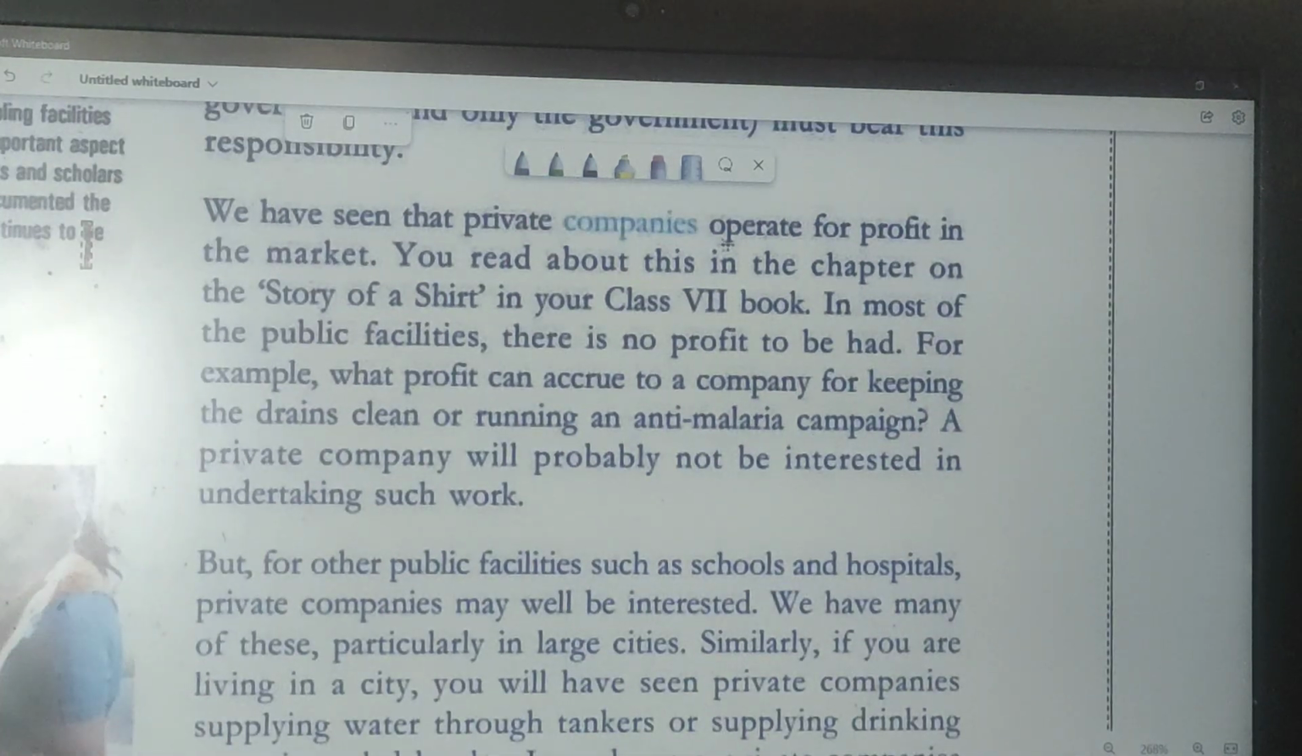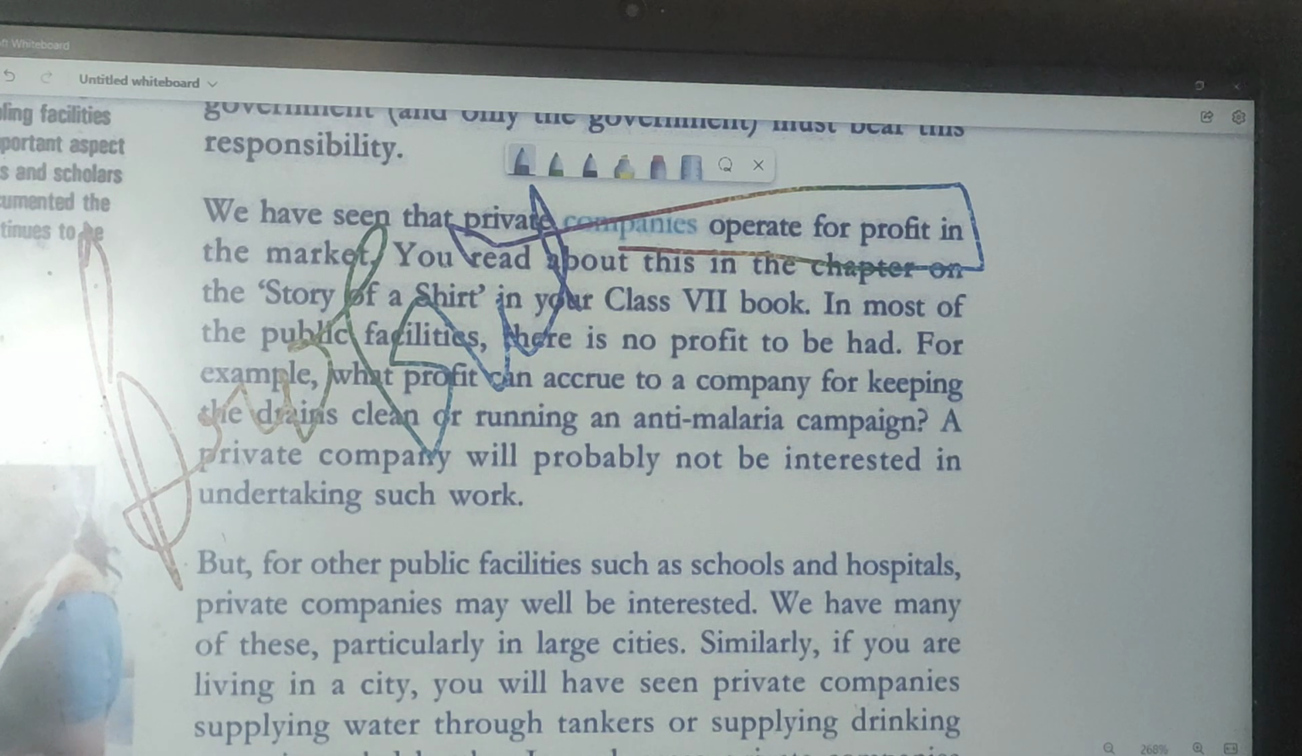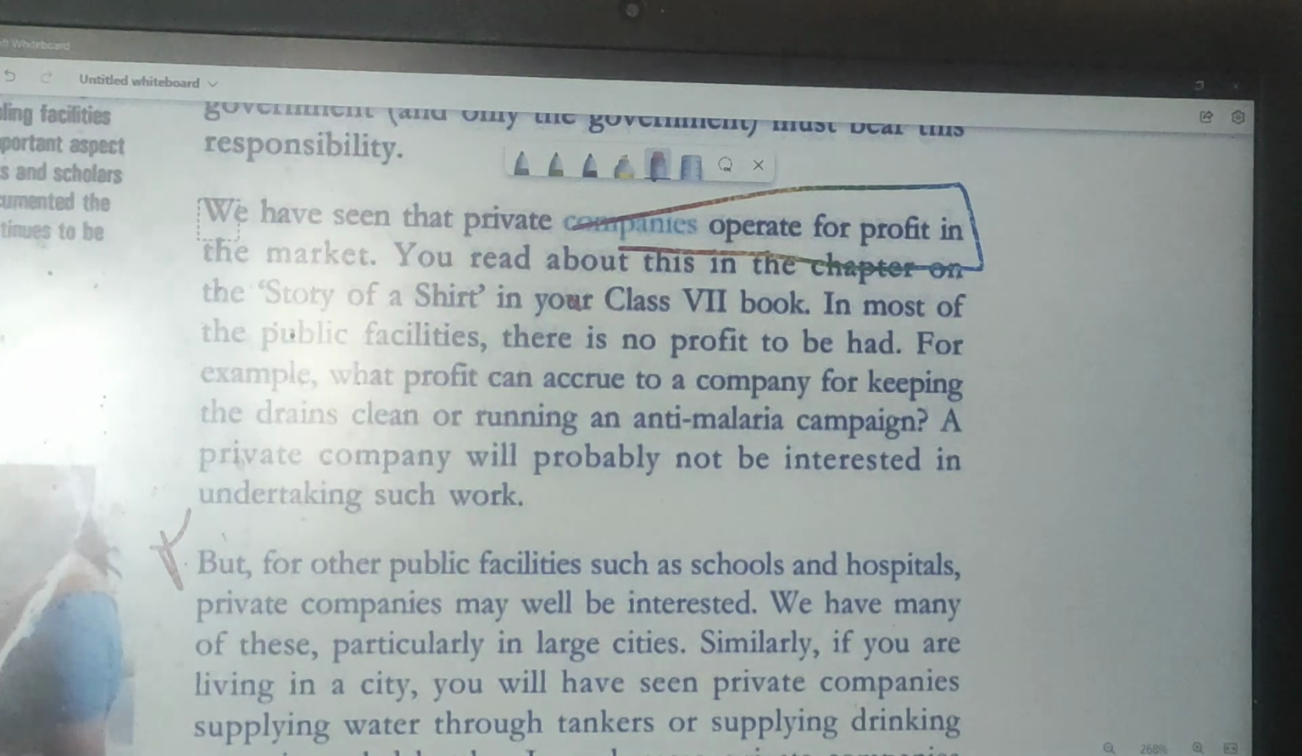You have seen that private companies operate for profit in the market. Yes, these private companies operate for just earning what? Profit. We read this in the chapter A Story of a Shirt in the class 7th book. In most of the public facilities, there is no profit to be had. Correct? How can we have a profit in providing public facilities to people?